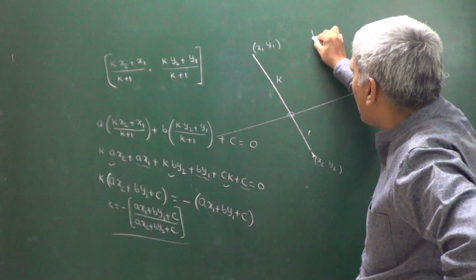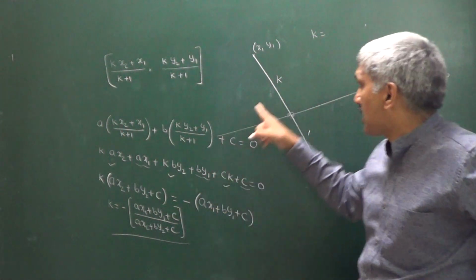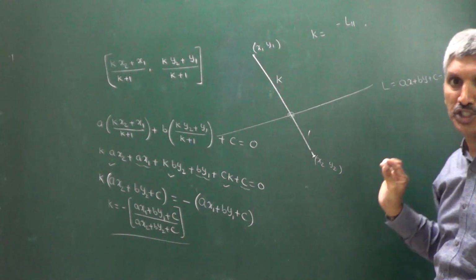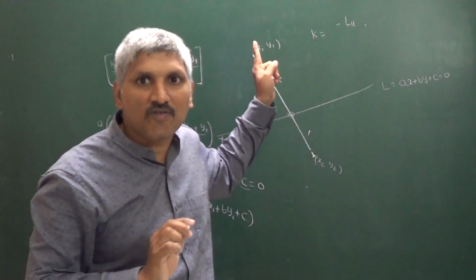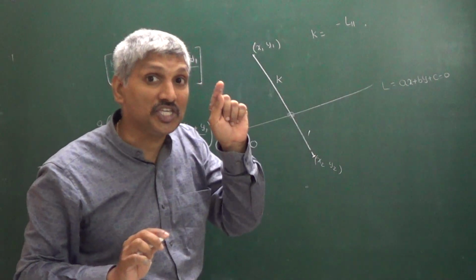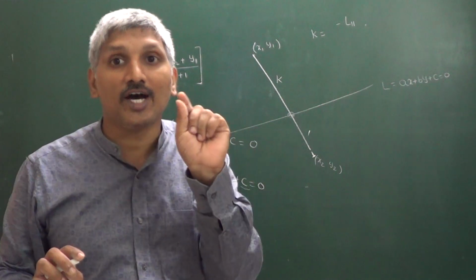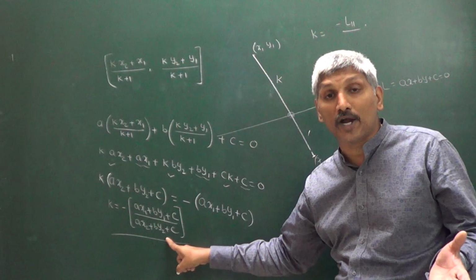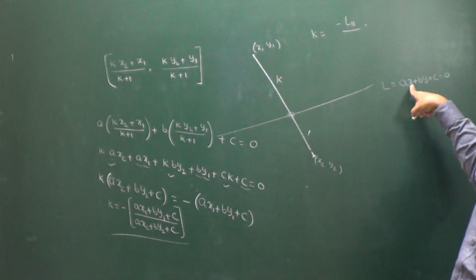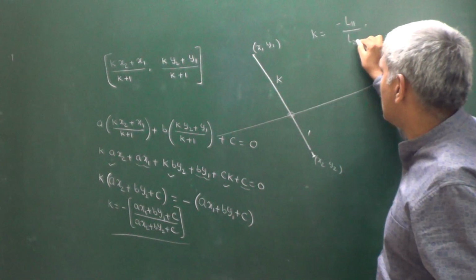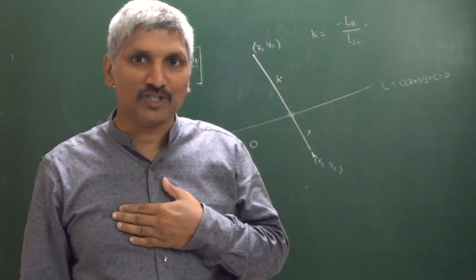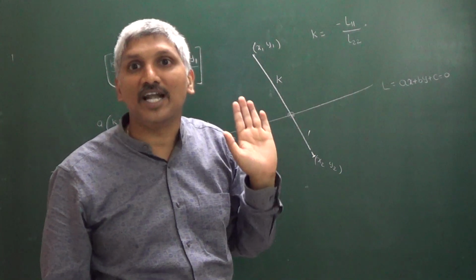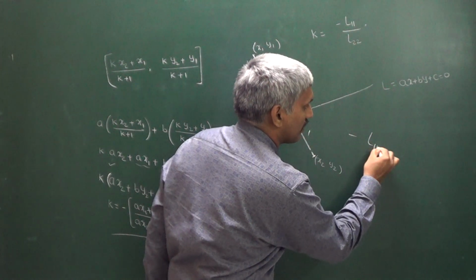Observe the numerator: the point (x1, y1) is substituted in the line equation, so I am calling that L11. It is just a notation. The meaning of L11 is that the point (x1, y1) is substituted in the given line equation. Next, the point (x2, y2) is substituted in the same line equation, writing x2 in place of x and y2 in place of y, and we call it L22. So the line L = 0 divides the two points (x1, y1) and (x2, y2) in the ratio -L11 : L22.